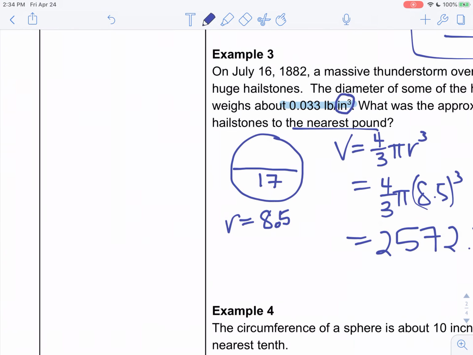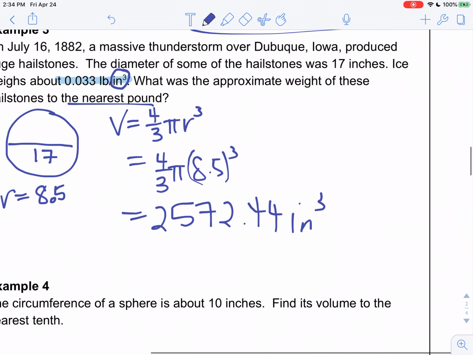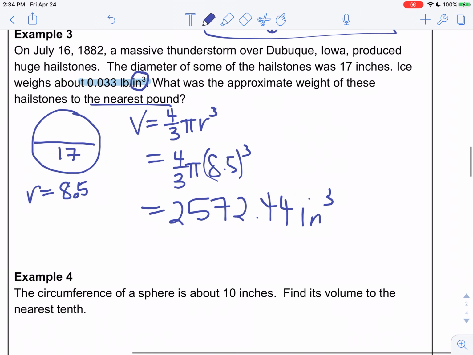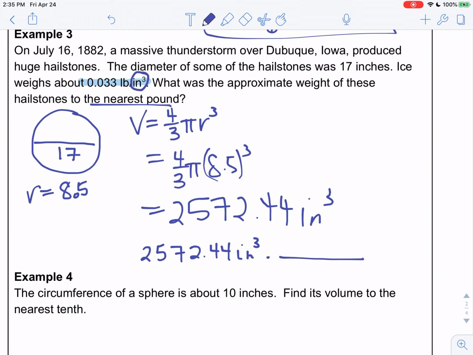All right, so I know how big it is, how much volume's in there. Now I want to figure out the weight. If I have 2,572.44 cubic inches, and I know that 1 cubic inch is 0.033 pounds. Notice how I'm doing this formula.